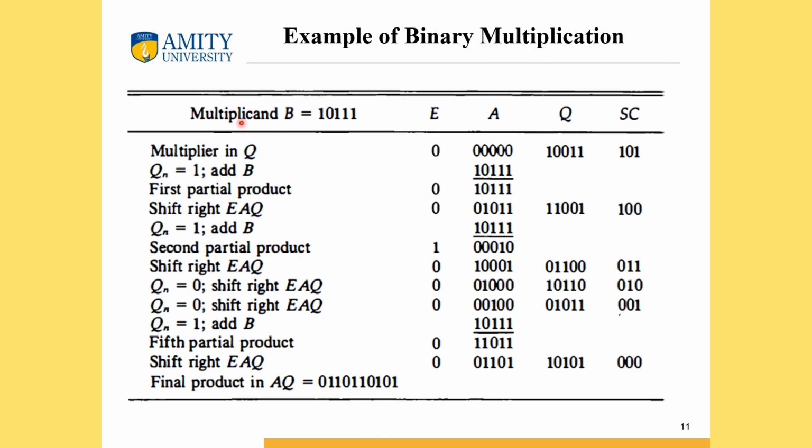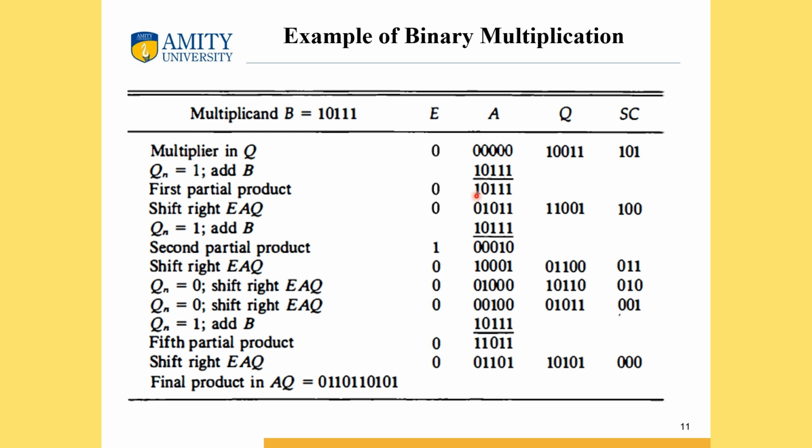Here is an example. We have multiplicand B, we have E set to 0, we have A 0, our Q is given here, and our sequence counter is 101. This is the binary for 5, and it is the same as the number of bits of the multiplicand and multiplier. We have 5 bits here, that means we will use the binary value 5 for the sequence counter.